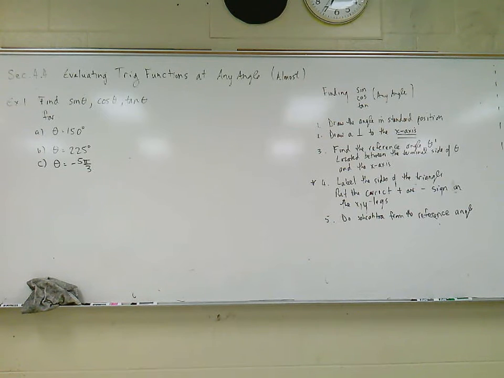So what quadrant is 225 in? What axis do you always draw your perpendicular to? Where's your reference angle always located? Between the terminal side and the x-axis. It's that angle closest to the x. And it has to be in the triangle, otherwise you can't label the triangle.